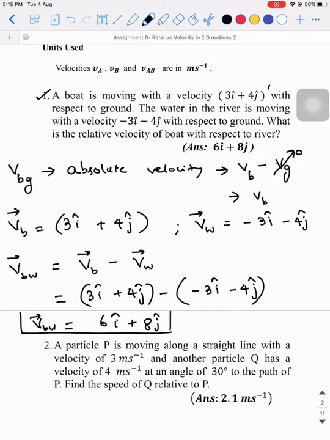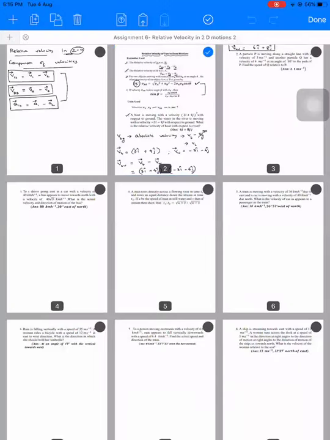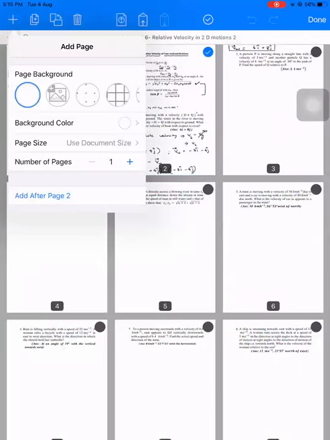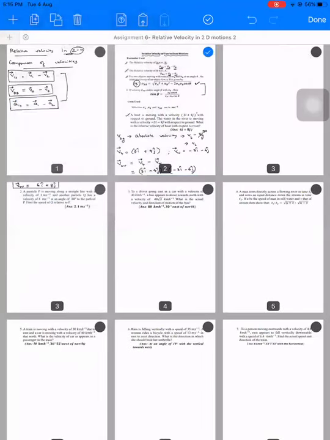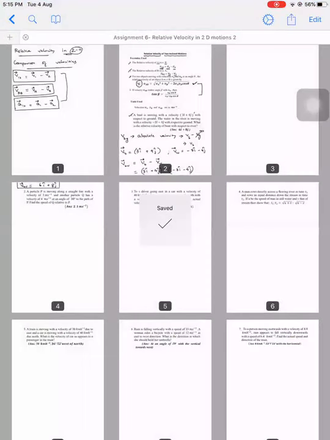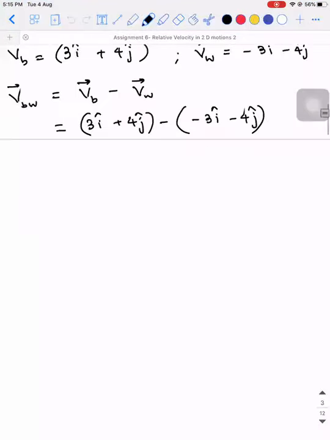Is there any doubt? No, sir. Okay. See, for every problem, I'm going to give you an extra term. Make it a practice. Listen. So what is the answer? Velocity of boat with respect to river vector is 6i cap plus 8j cap.